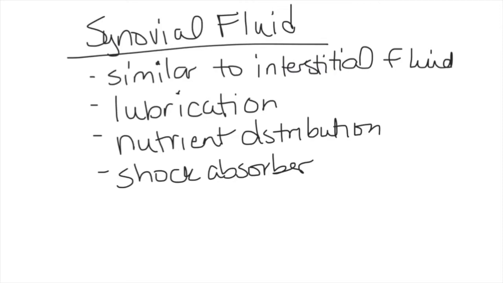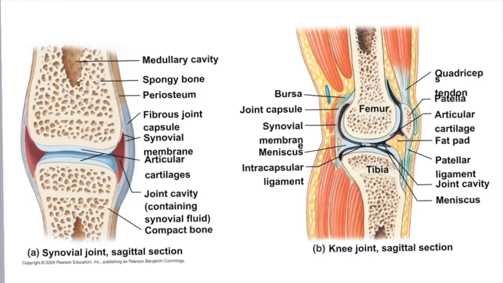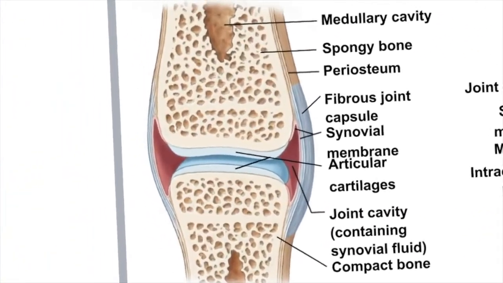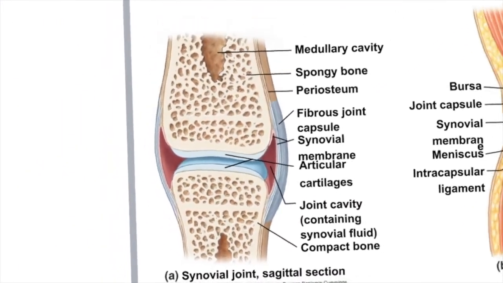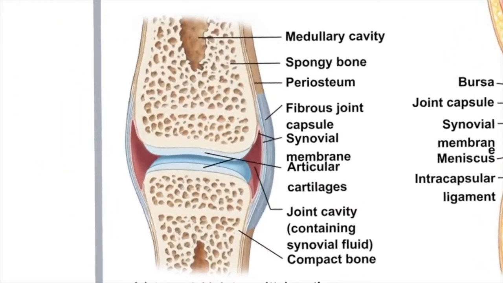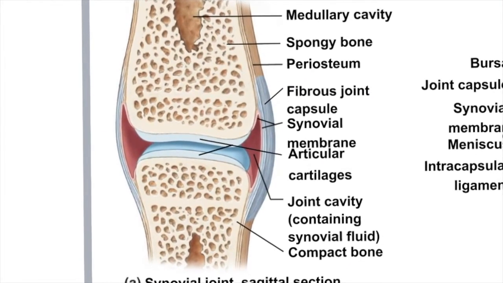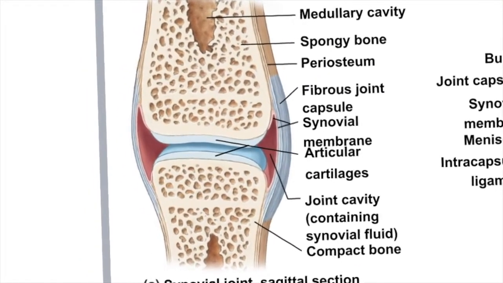So this is the knee, right? We can see this is the femur up here, and this is the tibia down here. That's the first thing we see: it's a diarthrosis because it has this capsule around it with this synovial membrane. So thus we call it a synovial joint. That's more common than a diarthrosis joint.